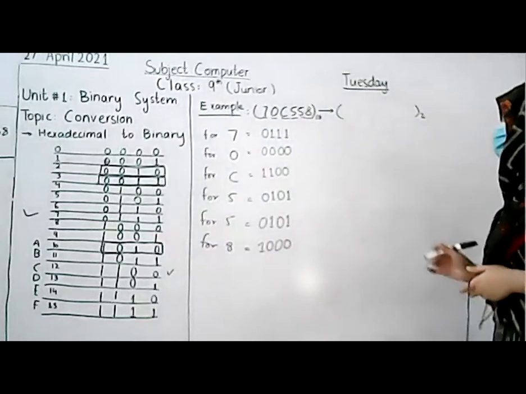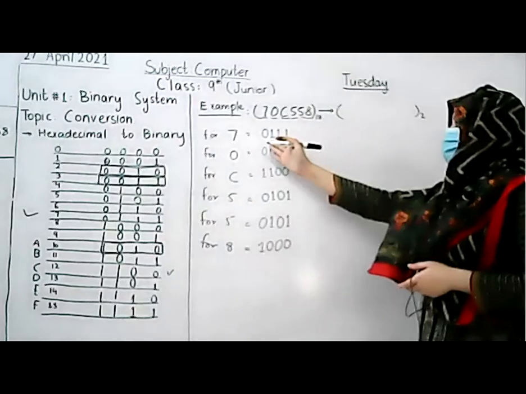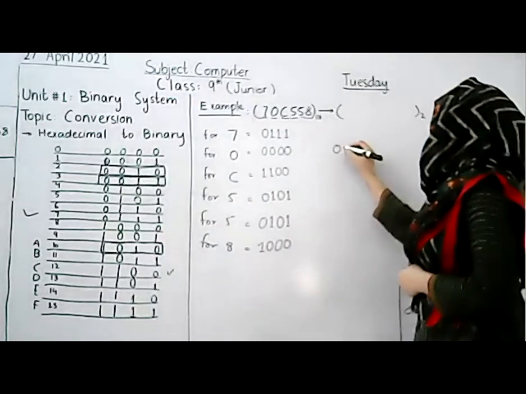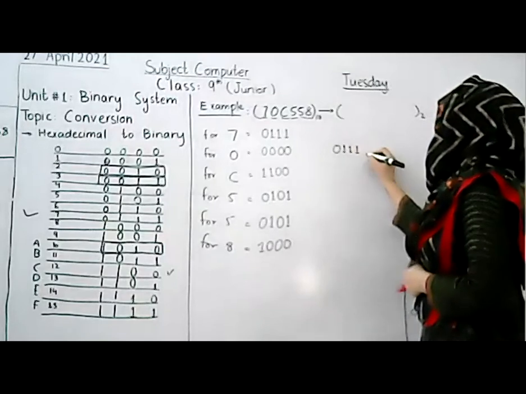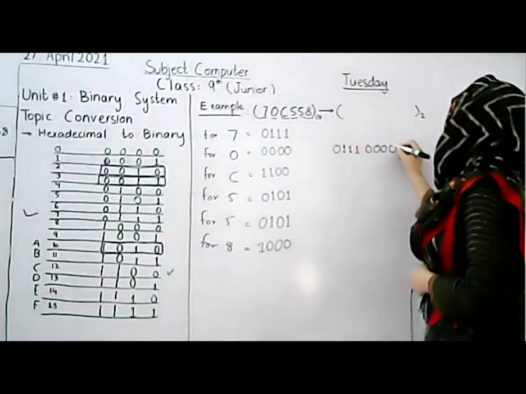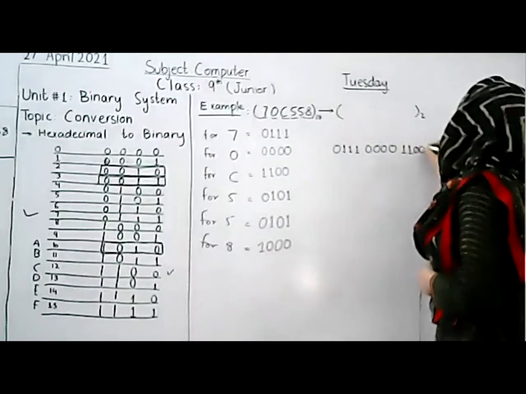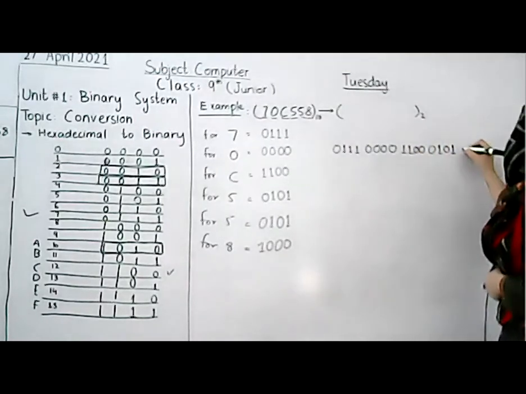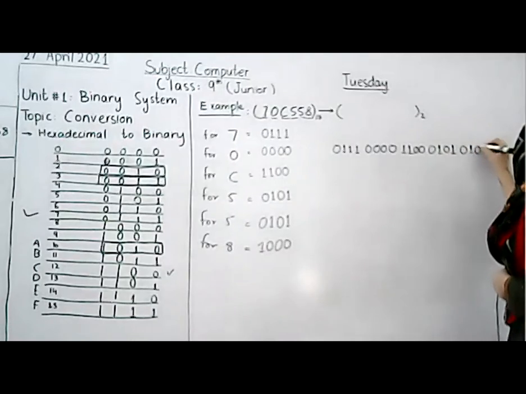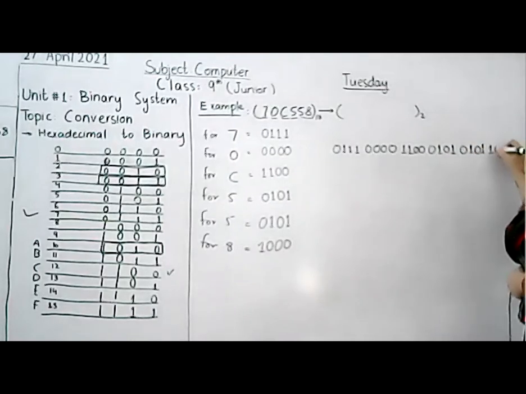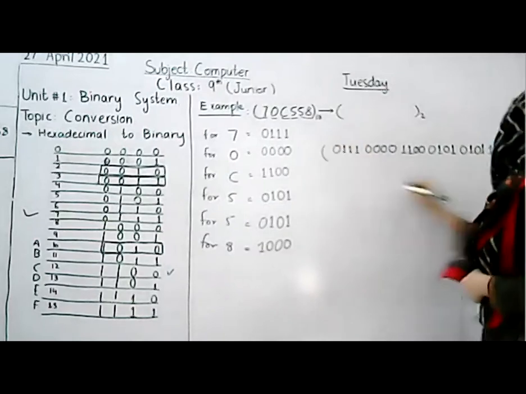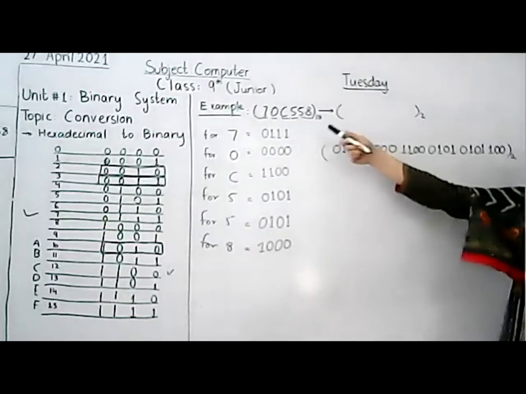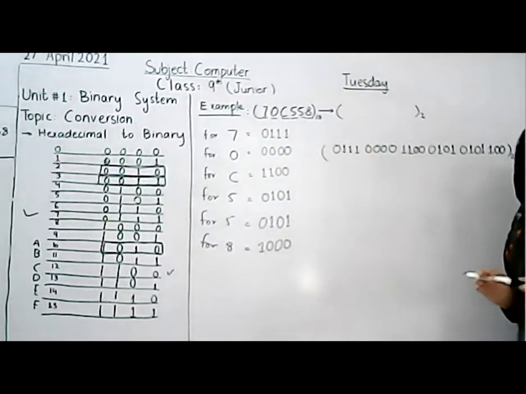Now it's time to join these. So first of all, we will start from here and go on. 0111, 4 times 0, 1100, 0101, 0101 and 1000. So here is the binary value of the hexadecimal number 70C558.